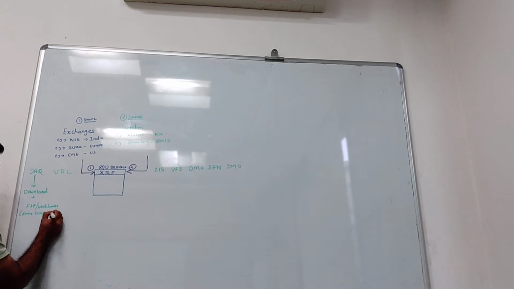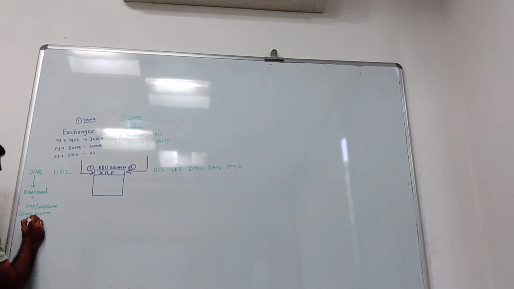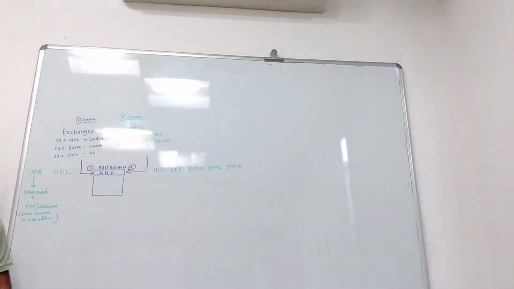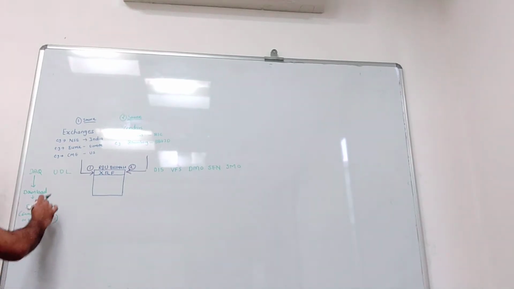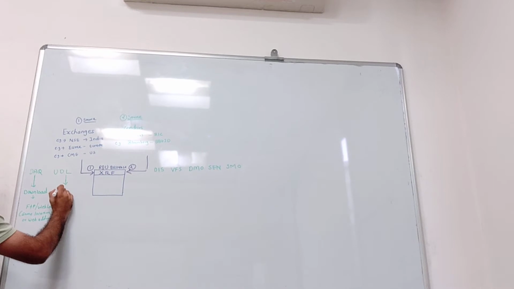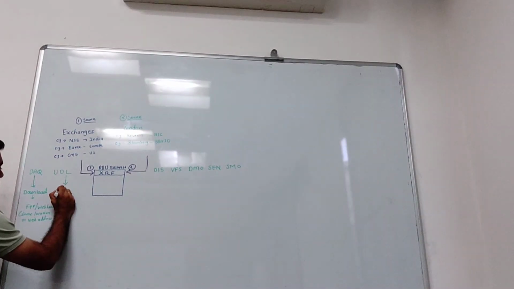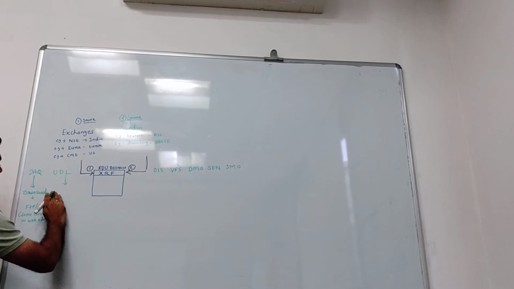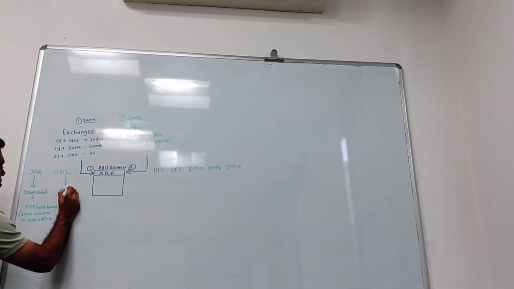Location or web address, whatever it is, we download it. What UDL does is process that data. Process, rather I will write, parse and load.